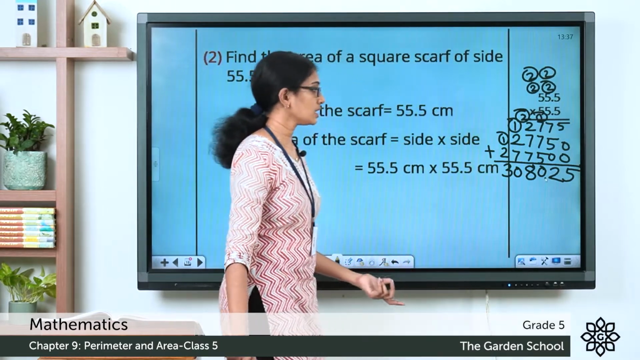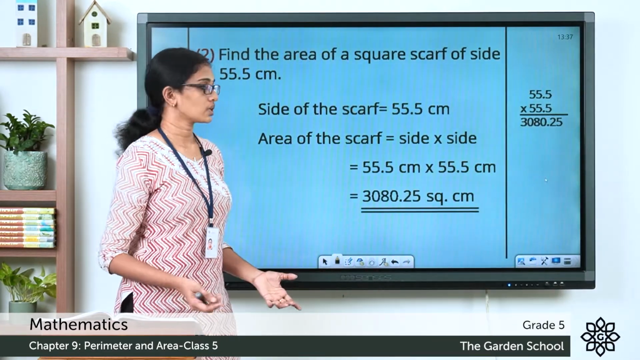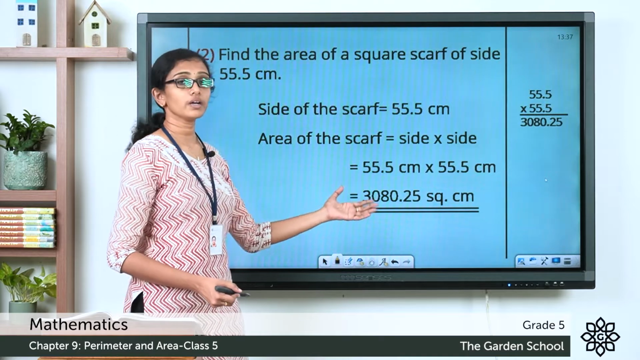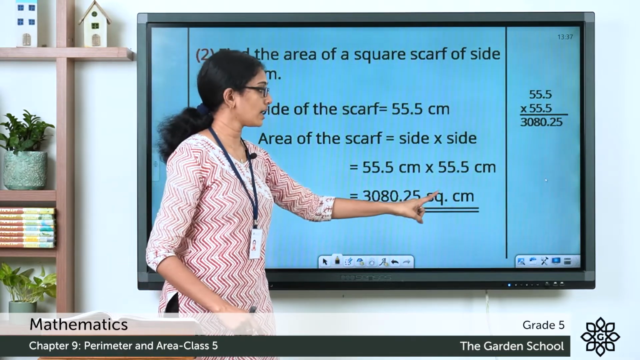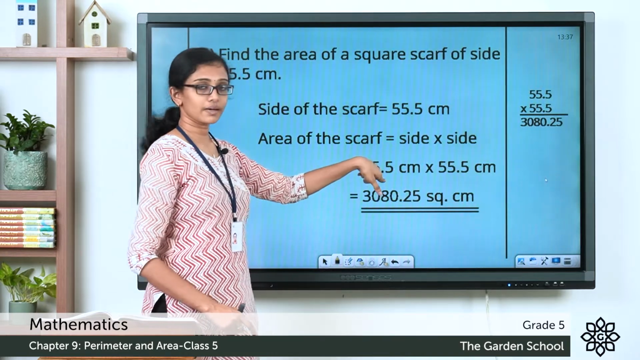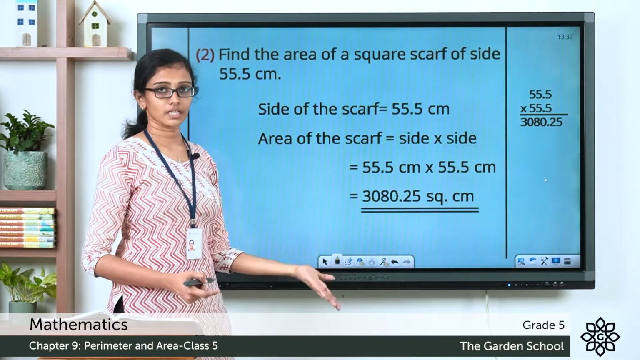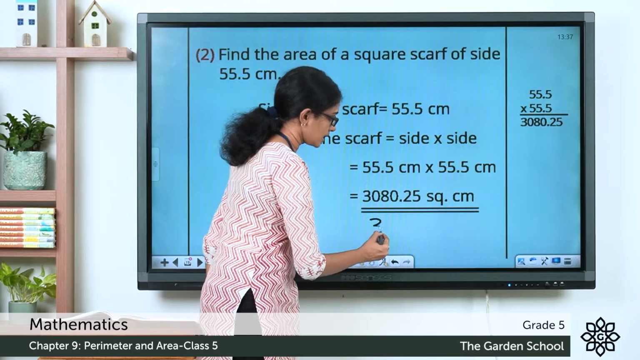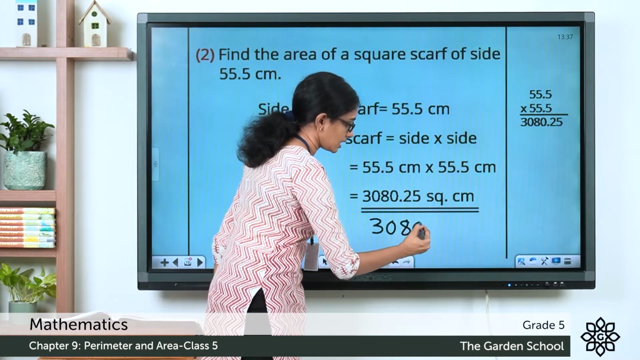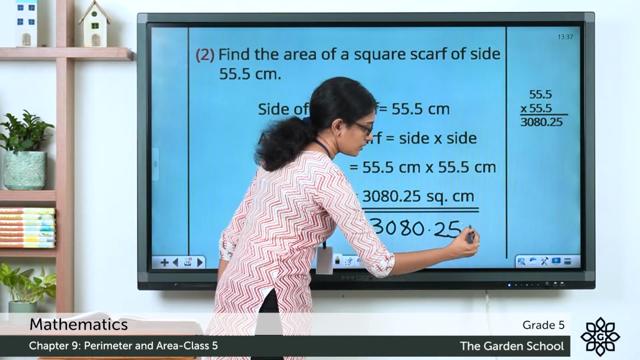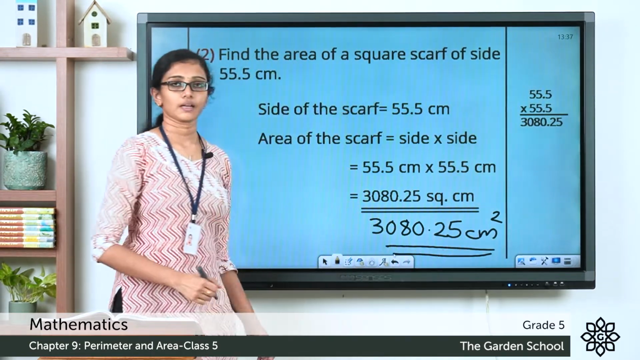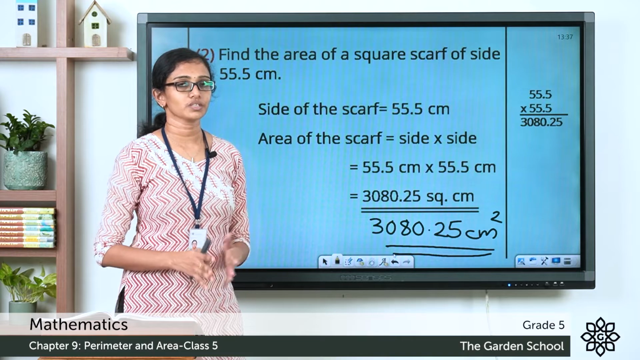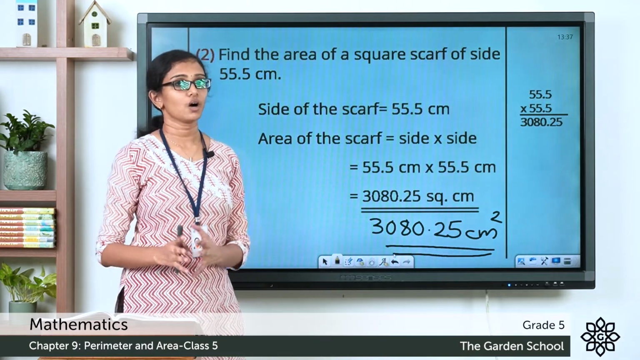So what is the answer? The area of the scarf equals 3080.25 square centimeter. Note the unit square centimeter, since the dimension is given in terms of centimeter. So this can also be written as 3080.25 centimeter square. It's the same thing. So I hope this question was clear to you and the concept of area of a square.